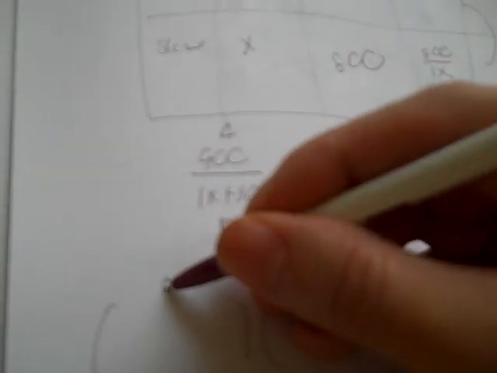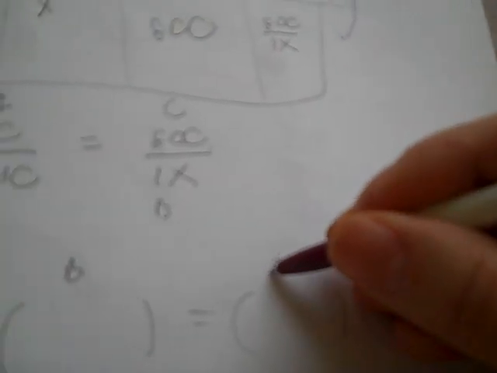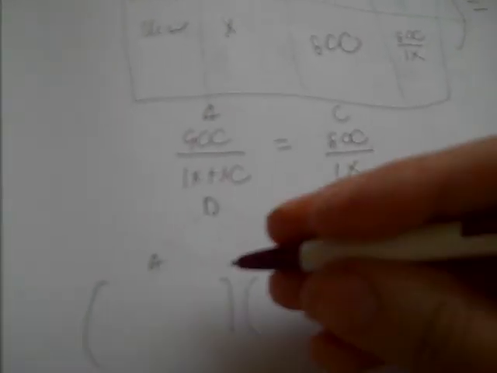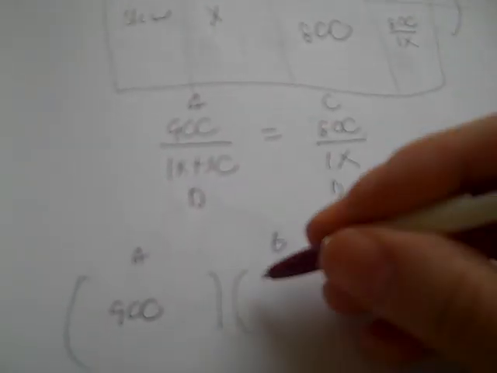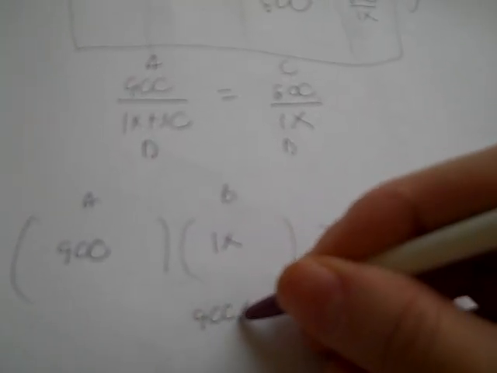So set those parentheses up. You've got A times B is equal to C times D. A is 900 and B is 1x. C is 800 and D is 1x plus 30. On this side, you just take 900 times 1x, that'd be 900x.